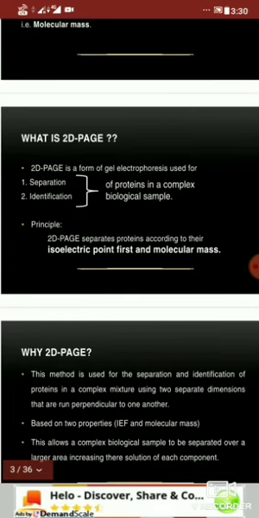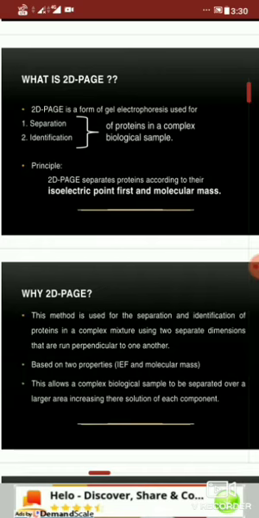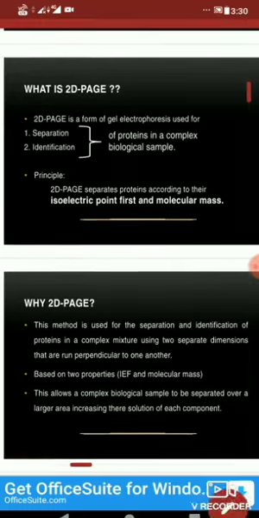Now, as I told you, one-dimensional is a very simple method, very easy to use, but can be used with samples that are very simple, where not many proteins are present and they can be easily separated. To overcome this drawback, we use another type of electrophoresis system which is called 2D PAGE or two-dimensional gel electrophoresis.